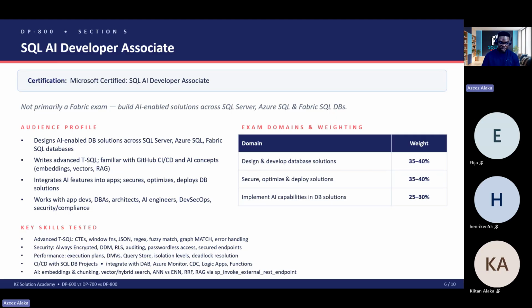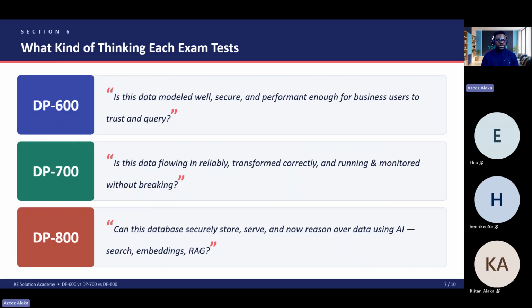So, what kind of thinking does each exam test? For DP-600: is this data model well-built, secure, and performant enough for business users to trust and query? All of this is actually your Power BI. In Power BI, that's where you model your data. The same thing you did in Power BI is what you are doing on Microsoft Fabric. Then the security part, then the performance.